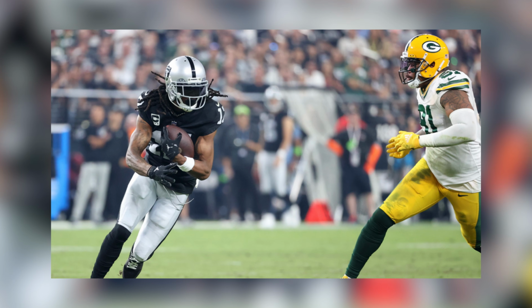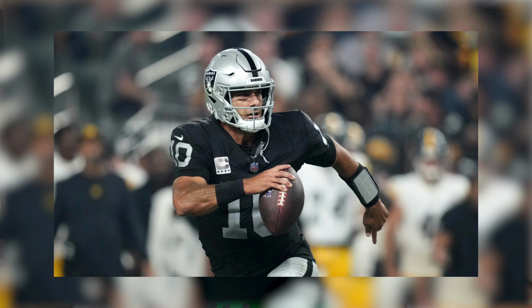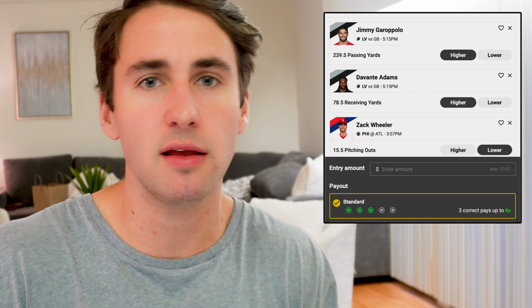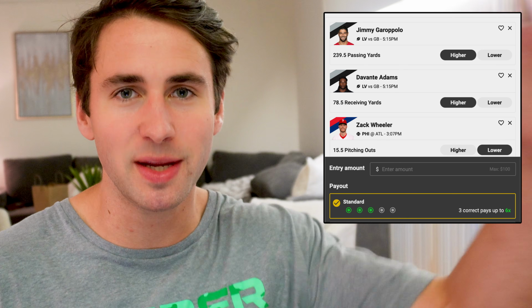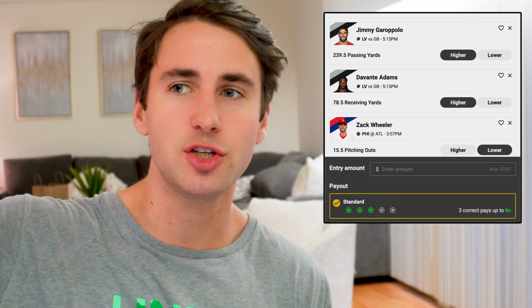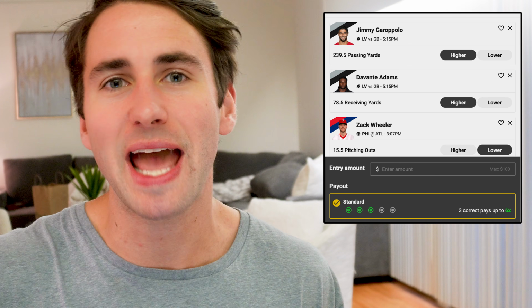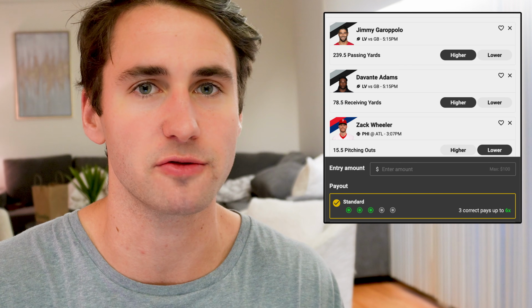So as a simple example, let's say I really like Davante Adams to go over in receiving yards, and I want to pair that with Jimmy G to go over, right? They're both on the same team. Jimmy G is the quarterback, Davante Adams is the wide receiver. So if Jimmy G goes over in passing yards, then it's a lot more likely that Davante Adams is going to go over in receiving yards, right?